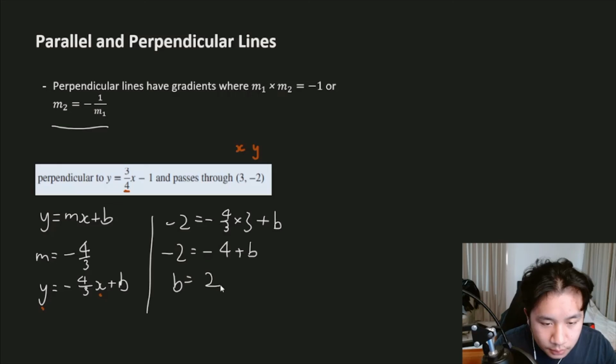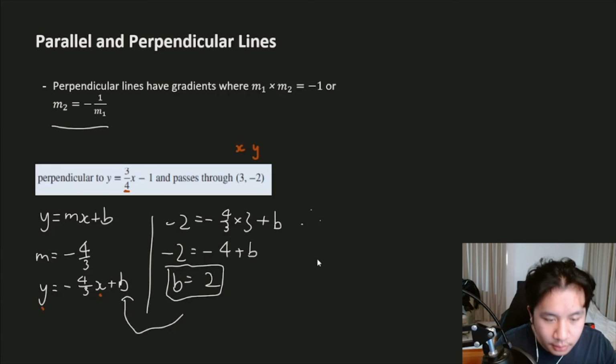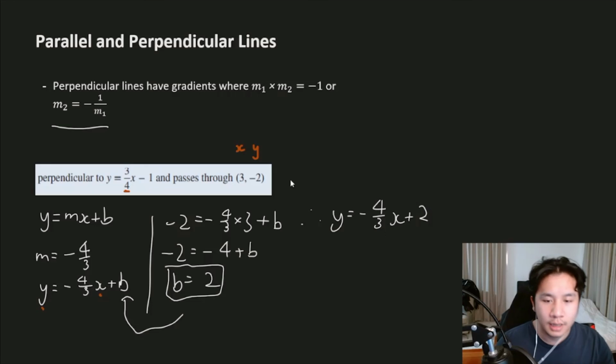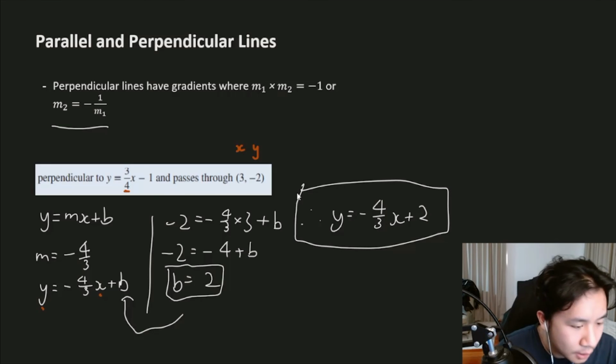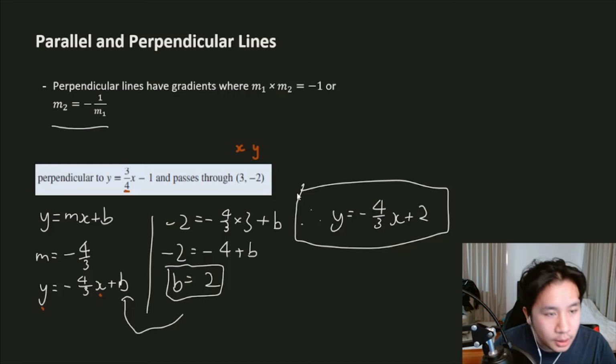That's just 2. Since I have this b, I can bring it back into the equation. So we have y equals negative 4 over 3 x plus 2. And that is the final answer. So that's it for parallel and perpendicular lines.